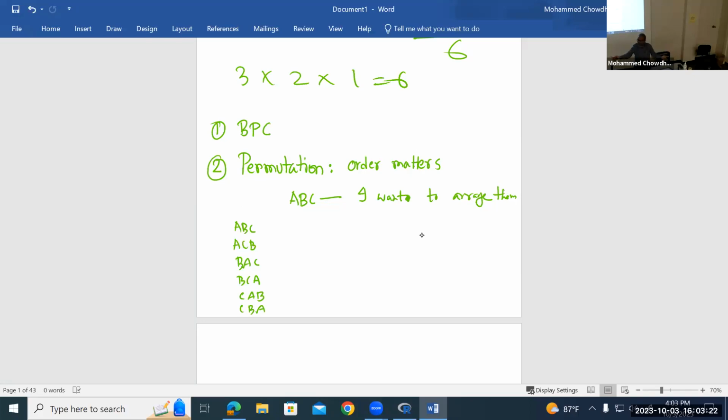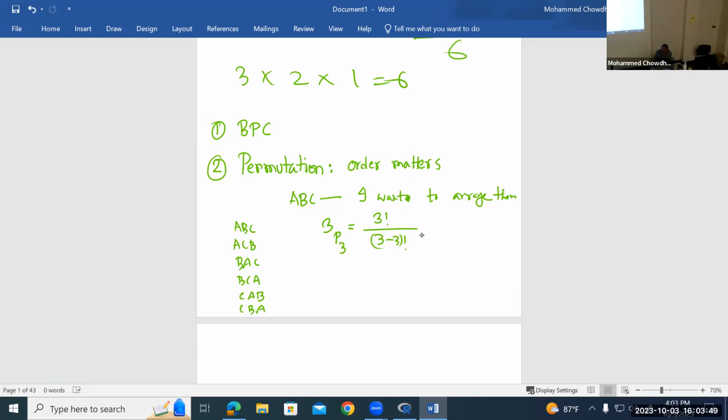Multiplication, right? It is just the multiplication. Now, what is the formula for this one? This one formula is this: 3 permute 3. This is the formula 3P3. P stands for permutations. 3 permute 3. What is the formula? Factorial 3 over factorial of 3 minus 3.